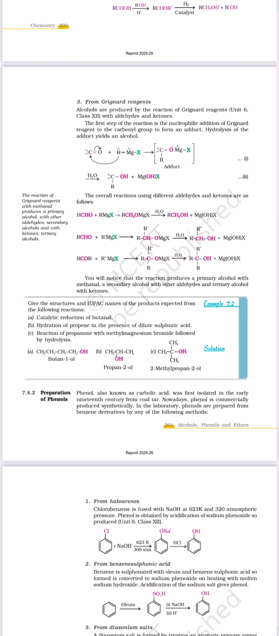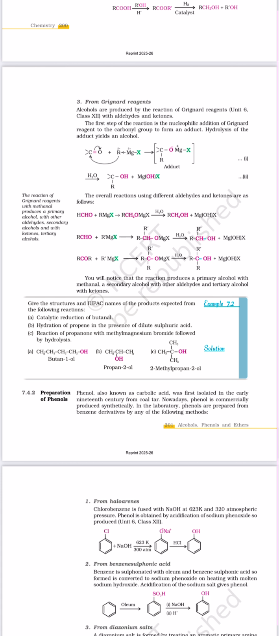Hydrolysis of the adduct yields an alcohol. The overall reaction using different aldehydes and ketones are as follows. You will notice that the reaction produces a primary alcohol with methanal, a secondary alcohol with other aldehydes, and tertiary alcohol with ketones.